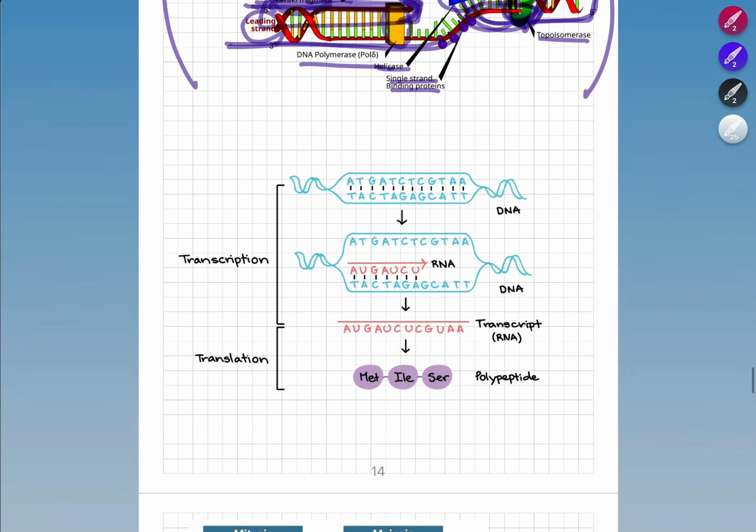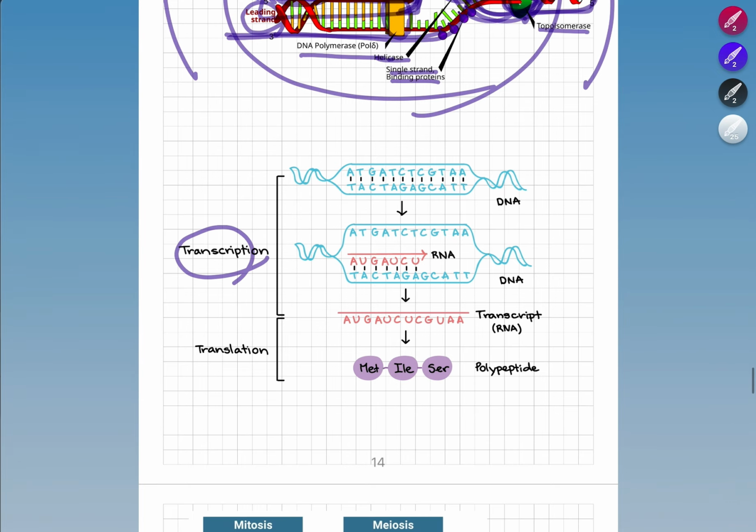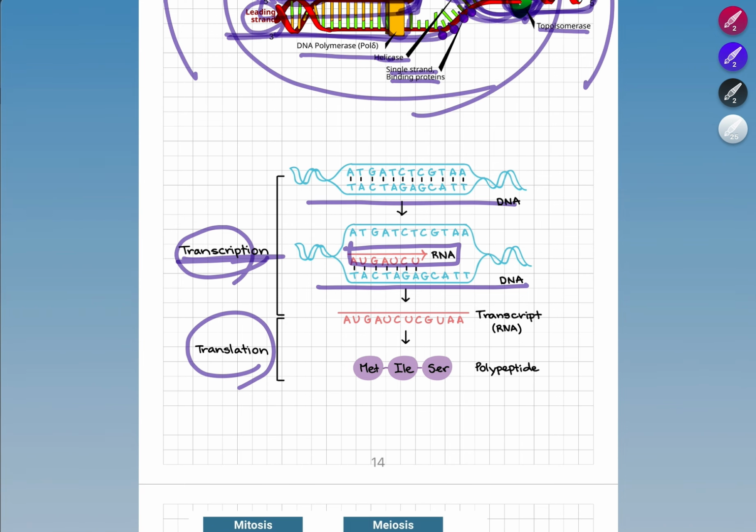And the next is basically this process, but we're putting names on it, like transcription and translation. So first of all, when you open up the DNA and make the RNA, that is called transcription because you are pairing these base pairs up.